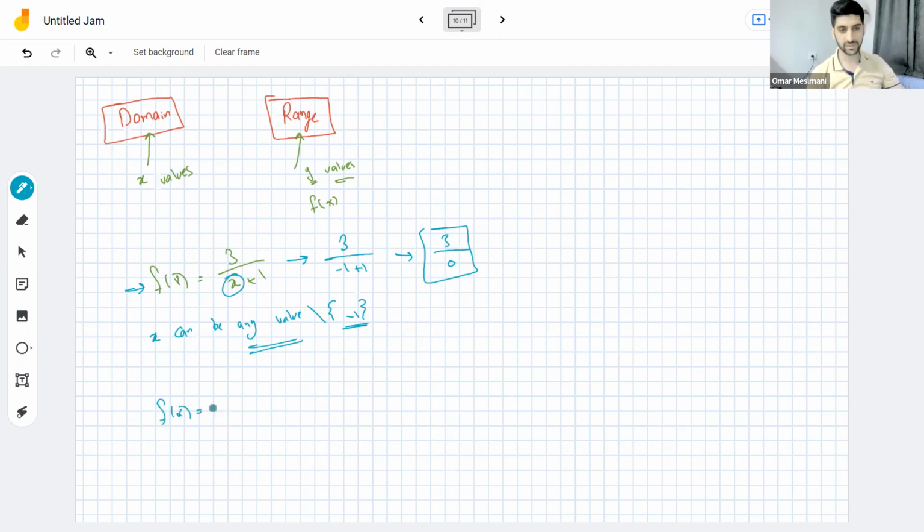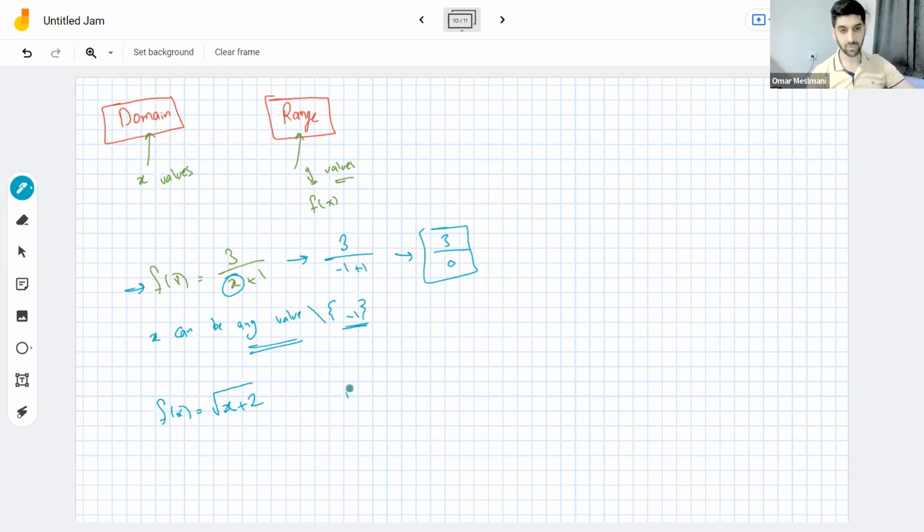If I have a function f(x) is equal to root of x plus 2, okay? You know that in real numbers, I cannot have negative roots. I don't know the answer of root of -2 as an example, or root of -4. I'm talking about the real numbers, not the complex numbers. So what are the values that I cannot use?